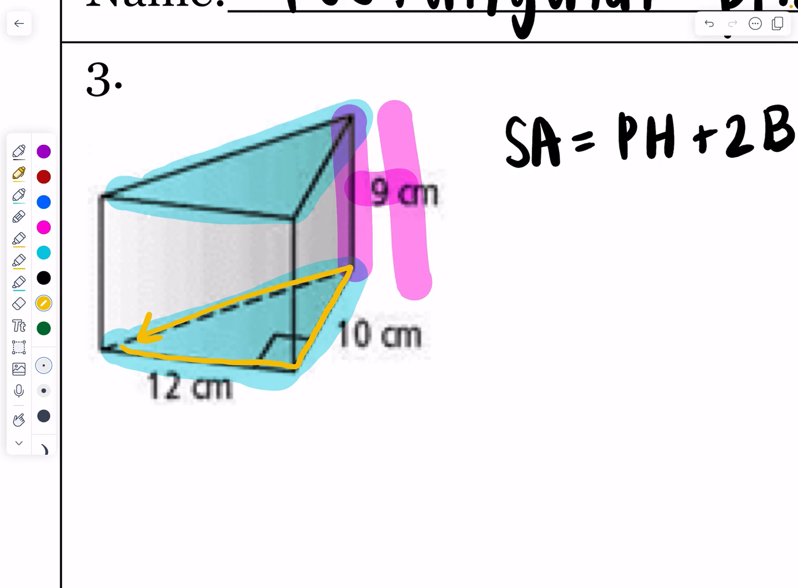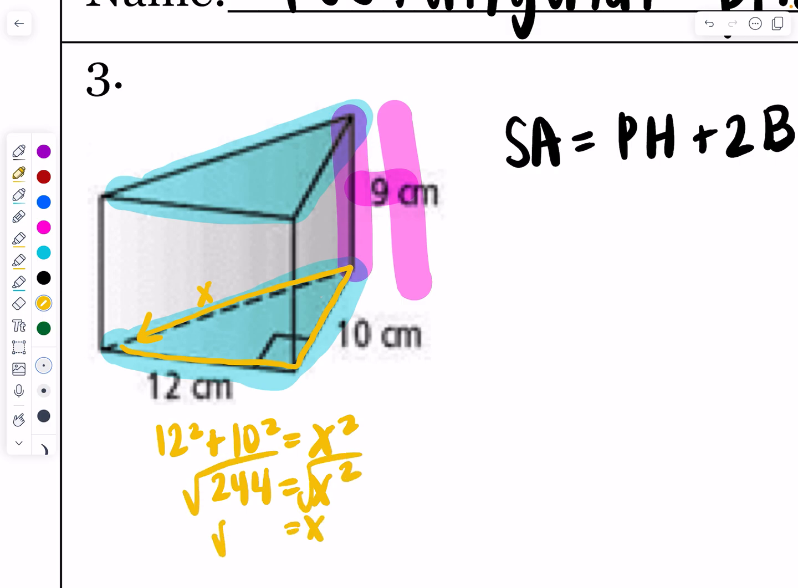Unfortunately, I don't have that third piece. I don't have the hypotenuse in that right triangle. So I'm going to have to use some Pythagorean theorem. So I'm going to put an X here real quick. That's going to be 12 squared plus 10 squared is equal to X squared. And so when I do that, I get 244 is equal to X squared. And so X is going to be equal to the square root of 244. So that's going to help me find my perimeter.